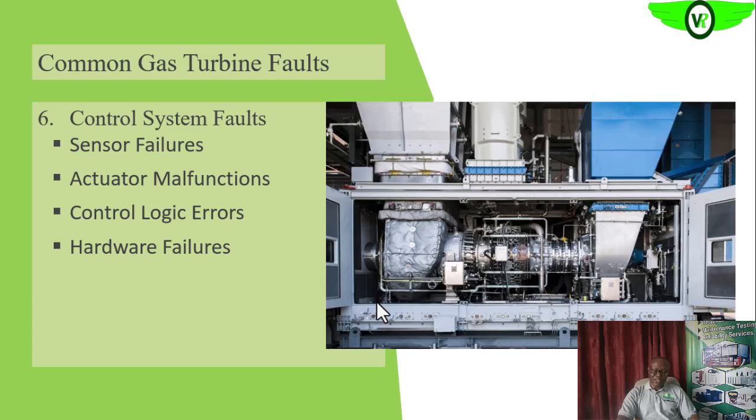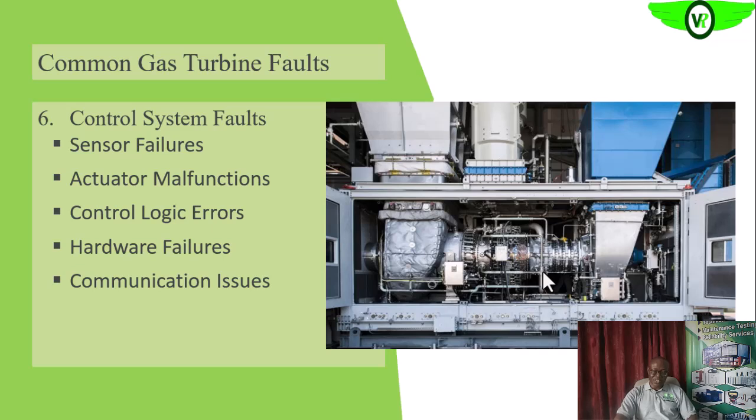Then the hardware failures too: the valve, the motor, any of the hardware that is responsible for affecting the control. Like the solenoid controlling these guide vanes, it could fail, and you want to adjust the guide vane to regulate the amount of air that is coming in. What will then happen? Or the bleed valve fails to open when you want it to open. Such hardware failures can affect the operations of the gas turbine.